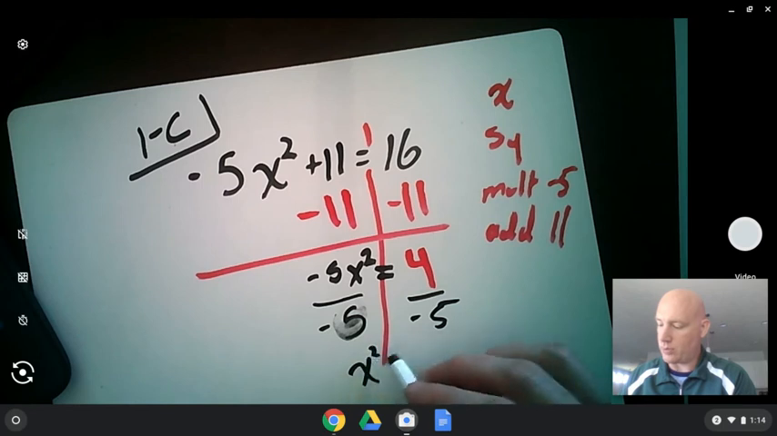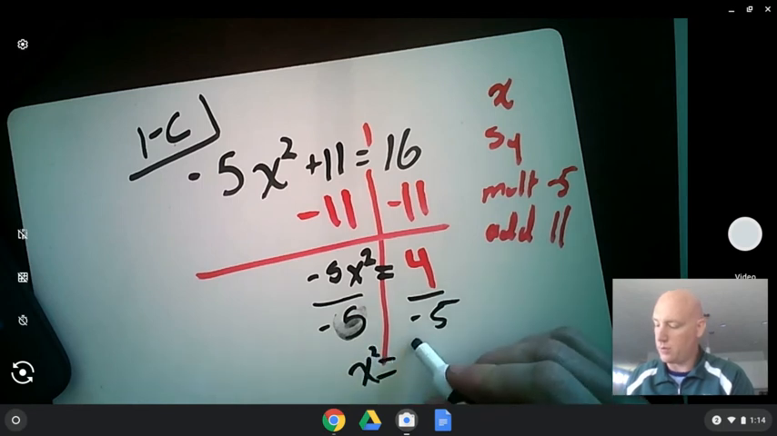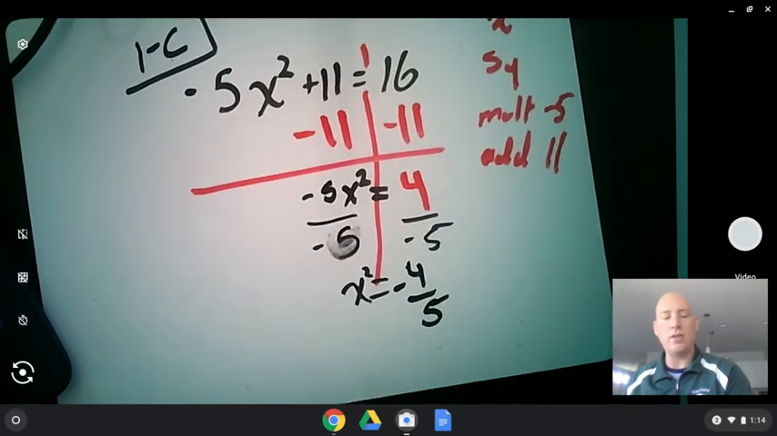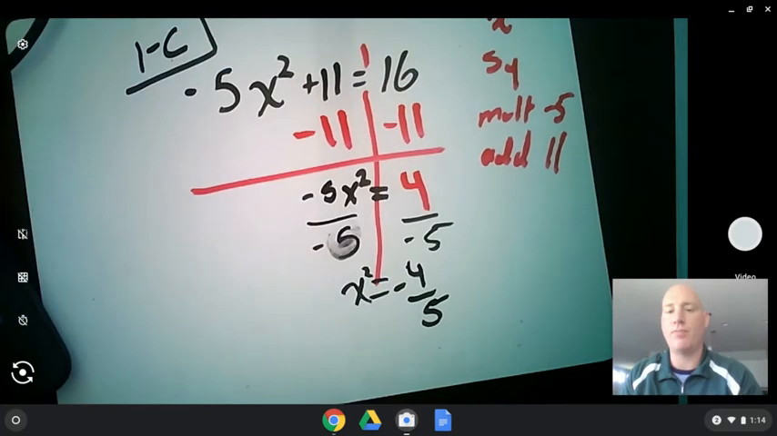So I'm left with x squared equals negative 4/5. Now, you can still use a calculator for these. These are saying don't use a calculator as in graphing, but you can use a regular calculator for these. But let me see if we're sharp on this.